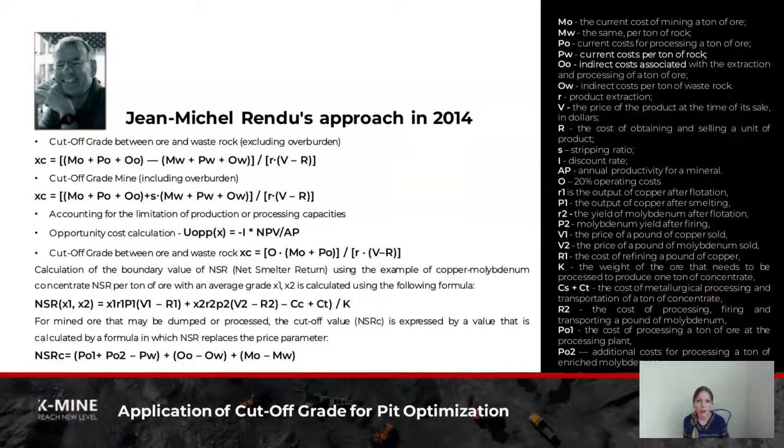First of all, we calculate the cut-off grade between the overburden rock and the ore according to the formula on paragraph 1, but without taking into account the overburden. Then we calculate the cut-off grade in the mine using formula 2. Then they account for the limitation of mining and processing capacity by calculating the opportunity cost and cut-off grade between ore and overburden. And finally, we calculate the boundary value of net smelter return.